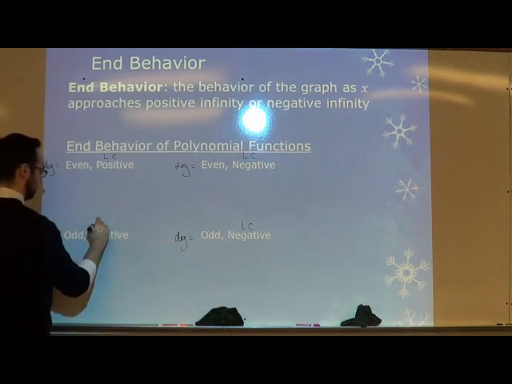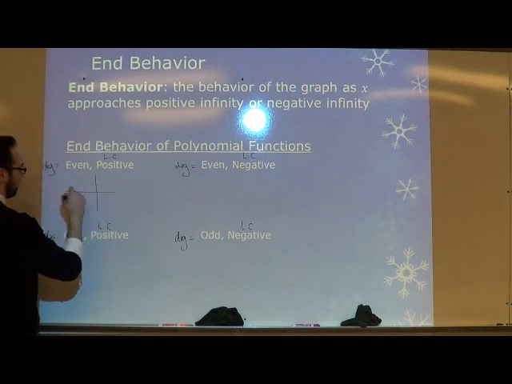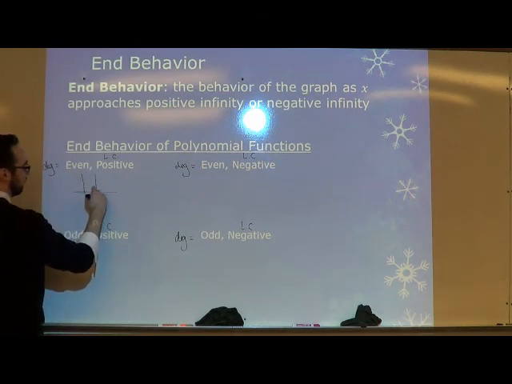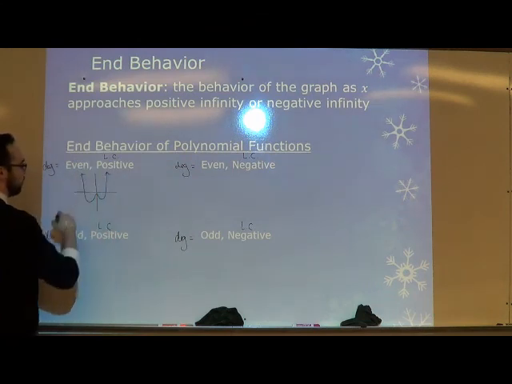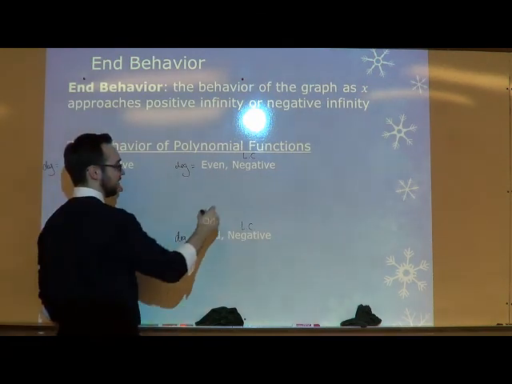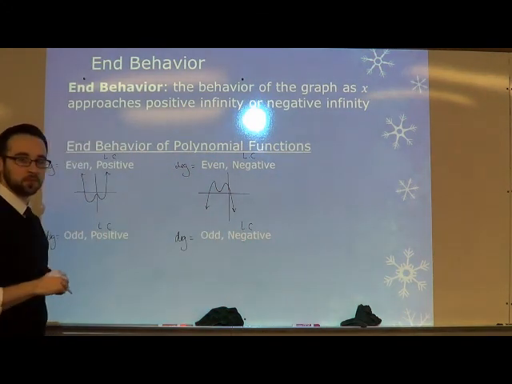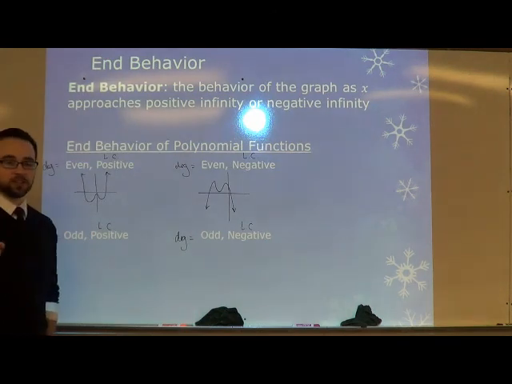Okay, so that's kind of what I'm talking about here. It's going to be like the quartic or quintic. It's going to both go in the same direction, both go up. But if it's negative, then they both go down. So the end behavior would be negative infinity. So evens always do the same thing.